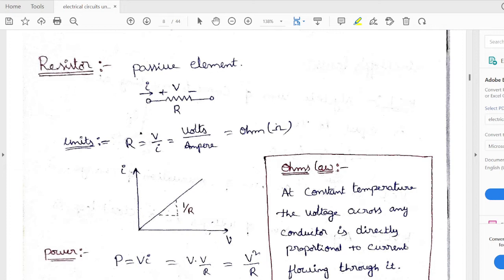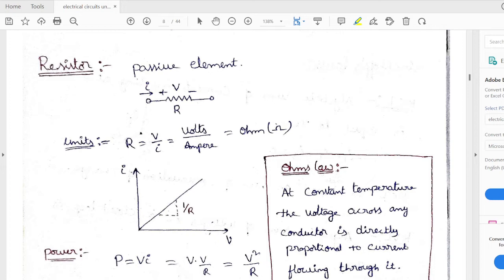If V is 5 volts, meaning the applied voltage is 5 volts, then this will become 5 divided by 10, so this will be 0.5 ampere. If V is 10, it will become 1 ampere. If V is 15, so 15 by 10, 1.5 ampere. If V is 20, I becomes 2 ampere.